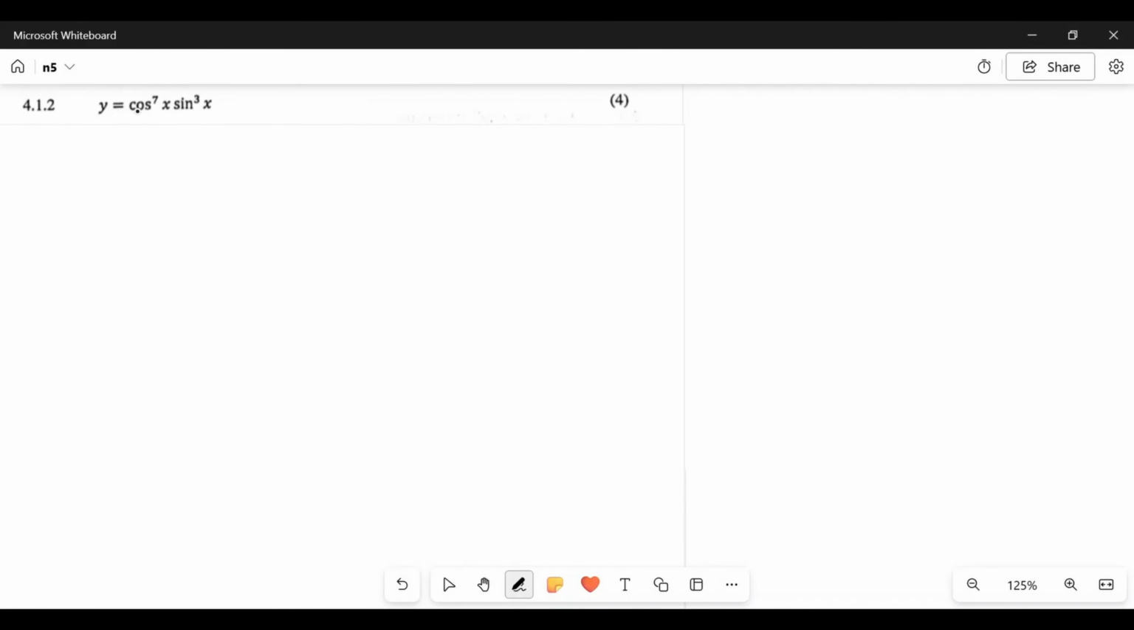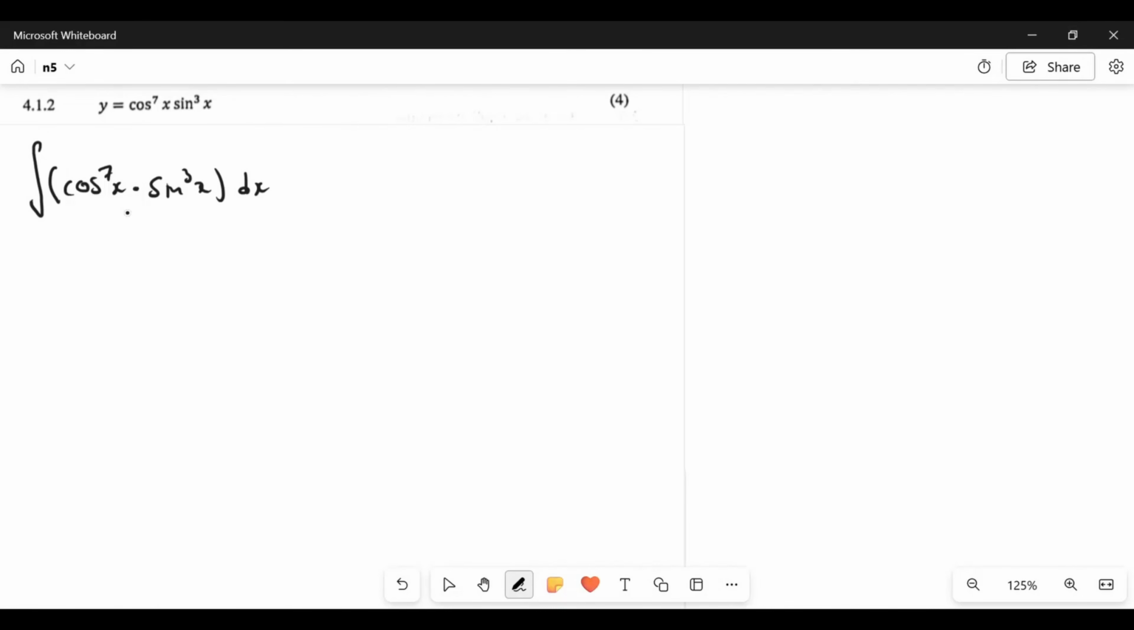So it goes like this. y is equaling to cos to the power of 7x multiplied by sine to the power of 3x. So we need to rewrite this. So let's do it. We have to include the sigma there. And then let's put this inside the bracket. Obviously, we have cos to the power of 7x multiplied by sine to the power of 3x multiplied by dx.